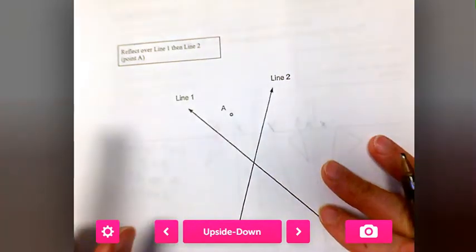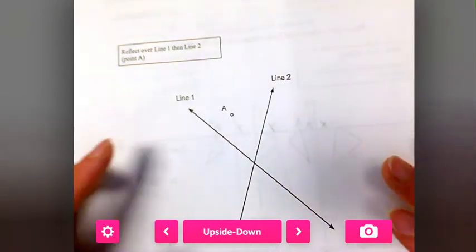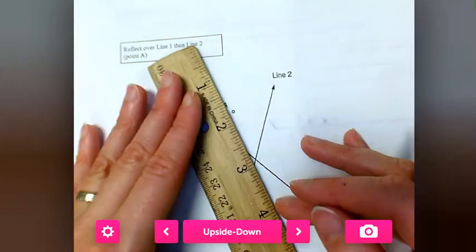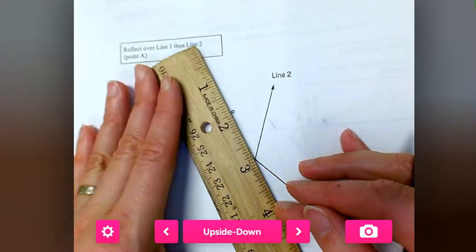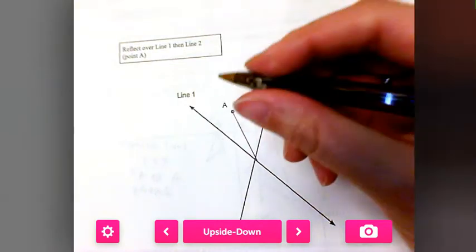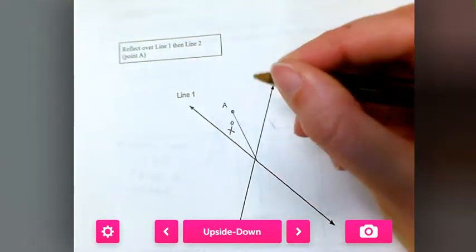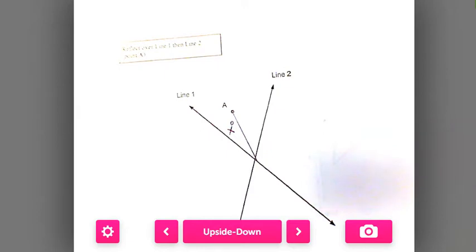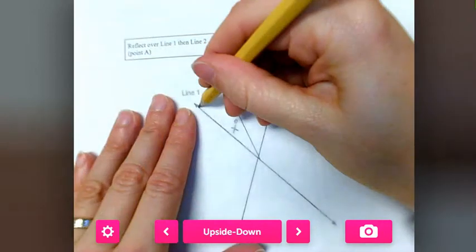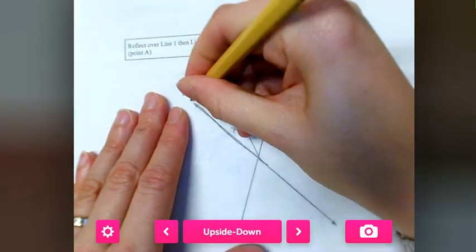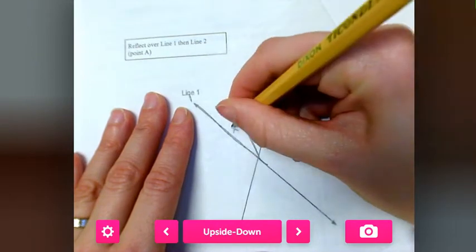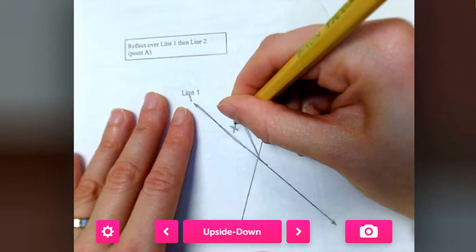All right, again, we're going to reflect over line 1, then over line 2, but we're looking at intersecting lines. Okay, I like to draw this line to the center so you can see that the distance between them is the degrees. This is X degrees. Again, I'm going to use that patty paper just so you guys can see it. I'm going to copy down line 1, making sure to label it.